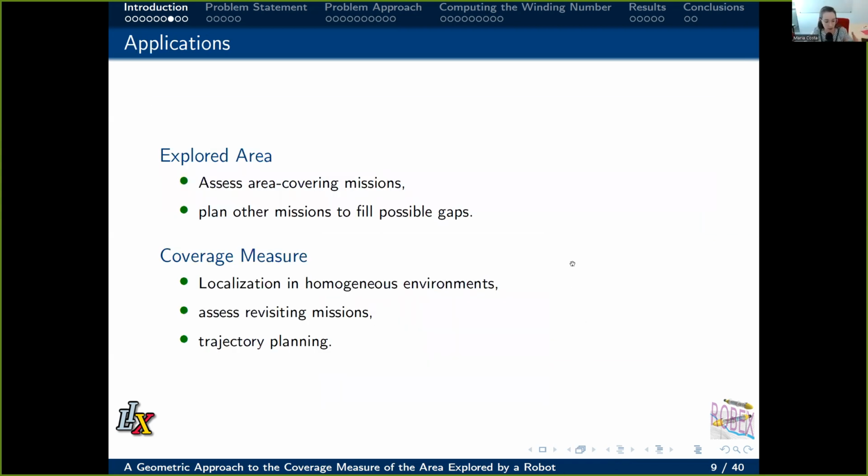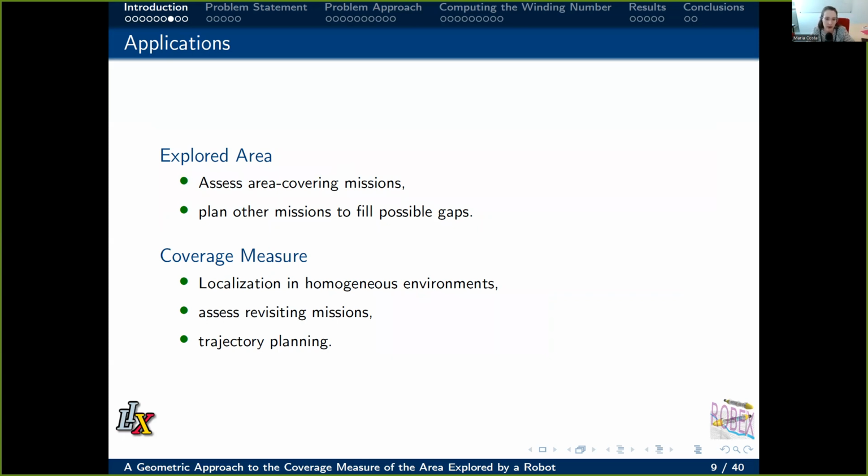Okay, so now I will explain why we want to do this. To compute the explored area, the main application is to assess area covering missions. An area covering mission is a mission where the robot is required to cover, with its sensors or with its tools, a whole area of interest. So if you have autonomous vacuum cleaners in your home, you probably already saw this.